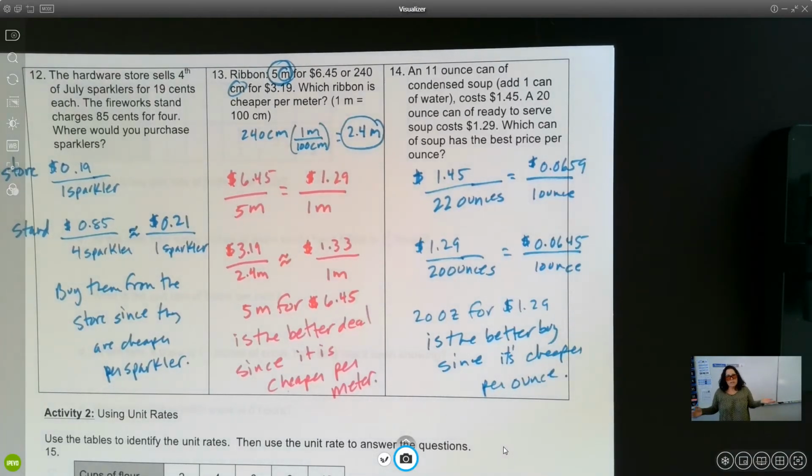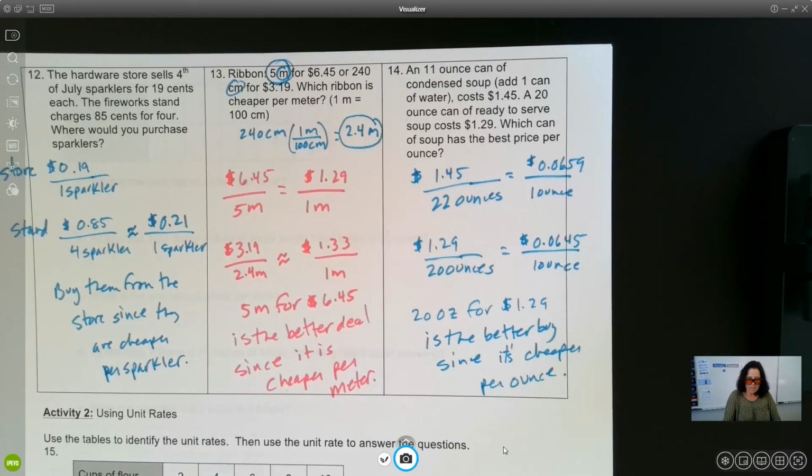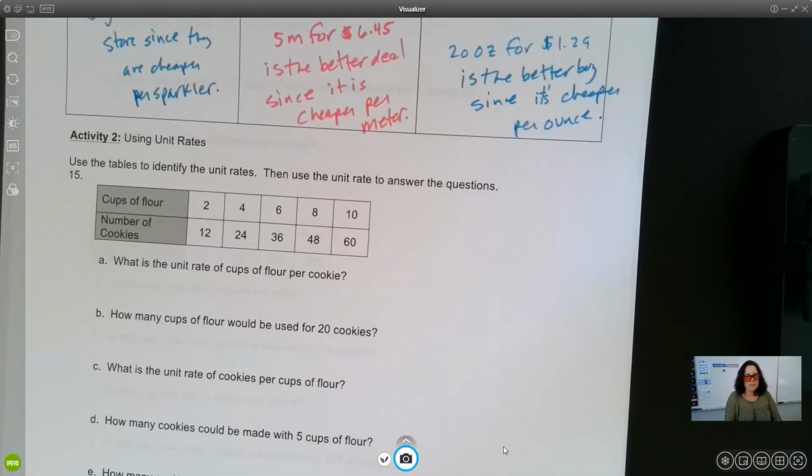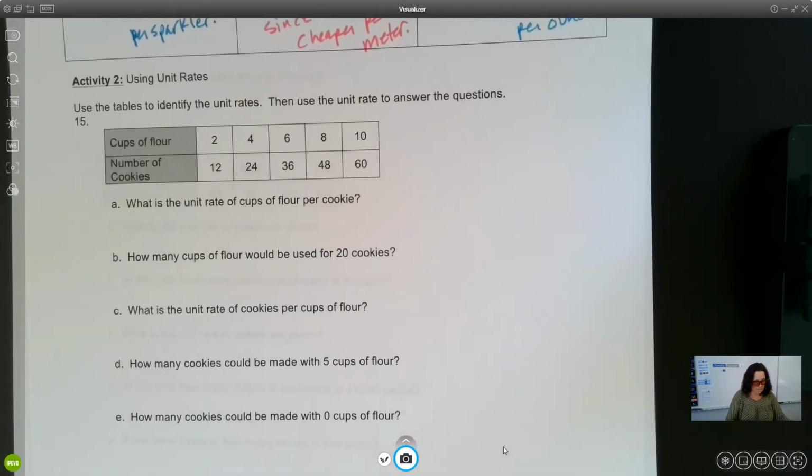All right, there were your compares. Okay, now let's get into these guys down here, activity 2, using these unit rates. These are really important problems, and you're going to have these on your test for sure. Okay, now we've got 1, 2, 3, 4, 5 of them.